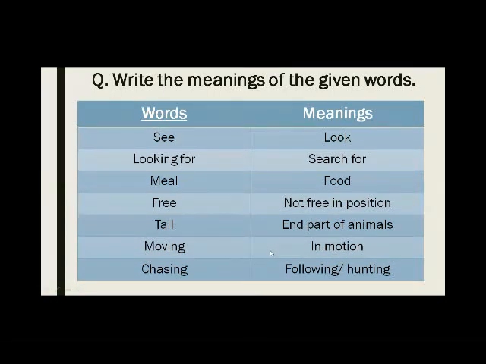Okay, the next is chasing. Chasing means following or hunting. Chasing means to go for hunting, to go for catching, to eat the animals. Okay, chasing means following or hunting. Please take a screenshot of this slide so you can do your work in your copy.